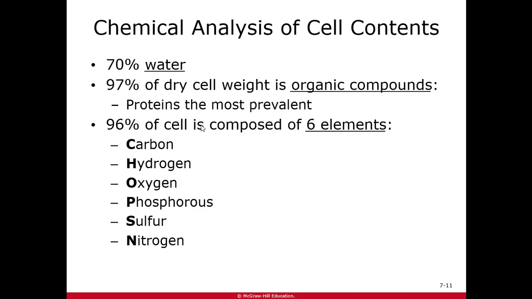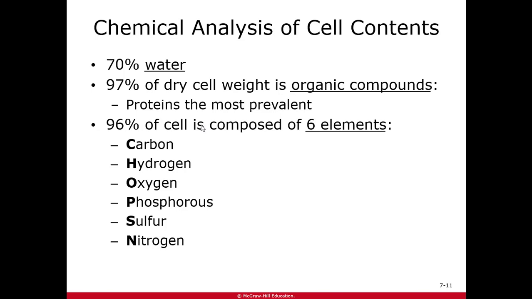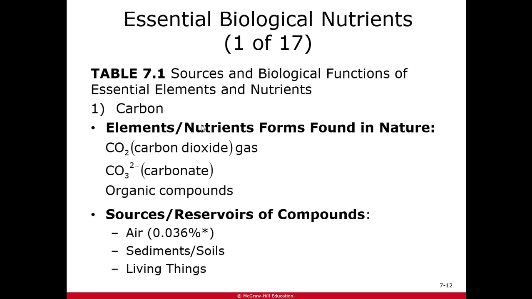I'm going to skip around until we hit the top slides where it talks about the carbon, the hydrogen, the oxygen, phosphorus, sulfur, and nitrogen. So it's table 7.1, the next 17 slides, but I'm going to skip around a little bit. The first is carbon. Out of the top 6, carbon is the number 1 element that's required. We are organic molecules. Bacteria are organic molecules. We're all carbon-based.